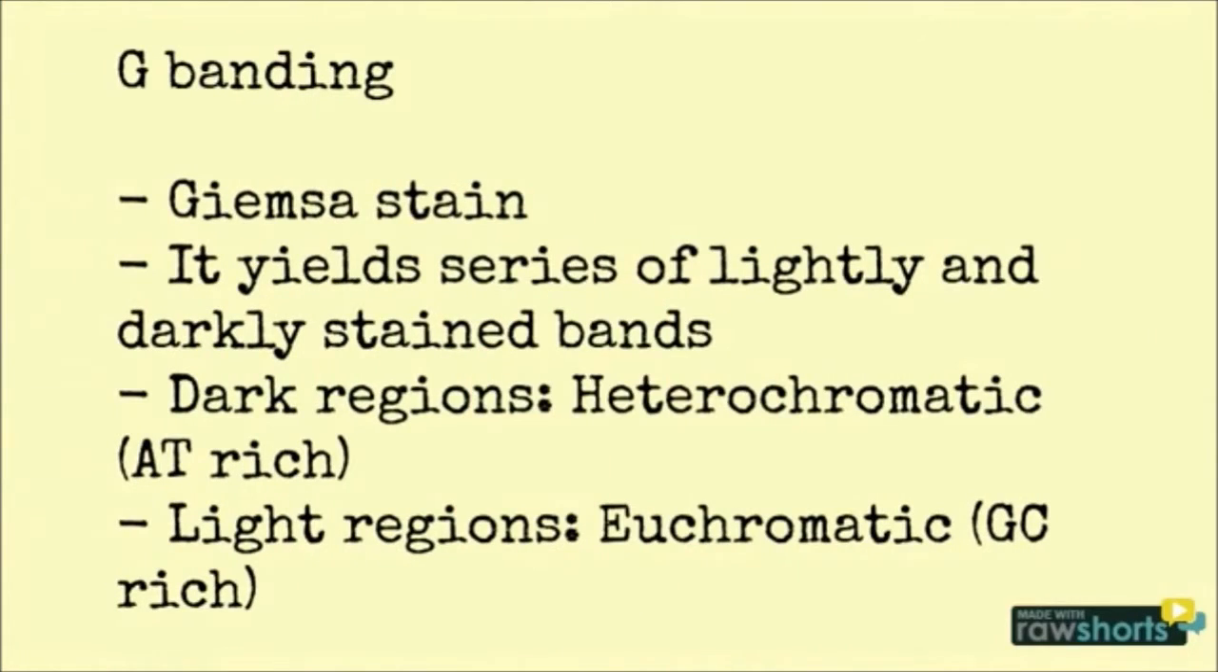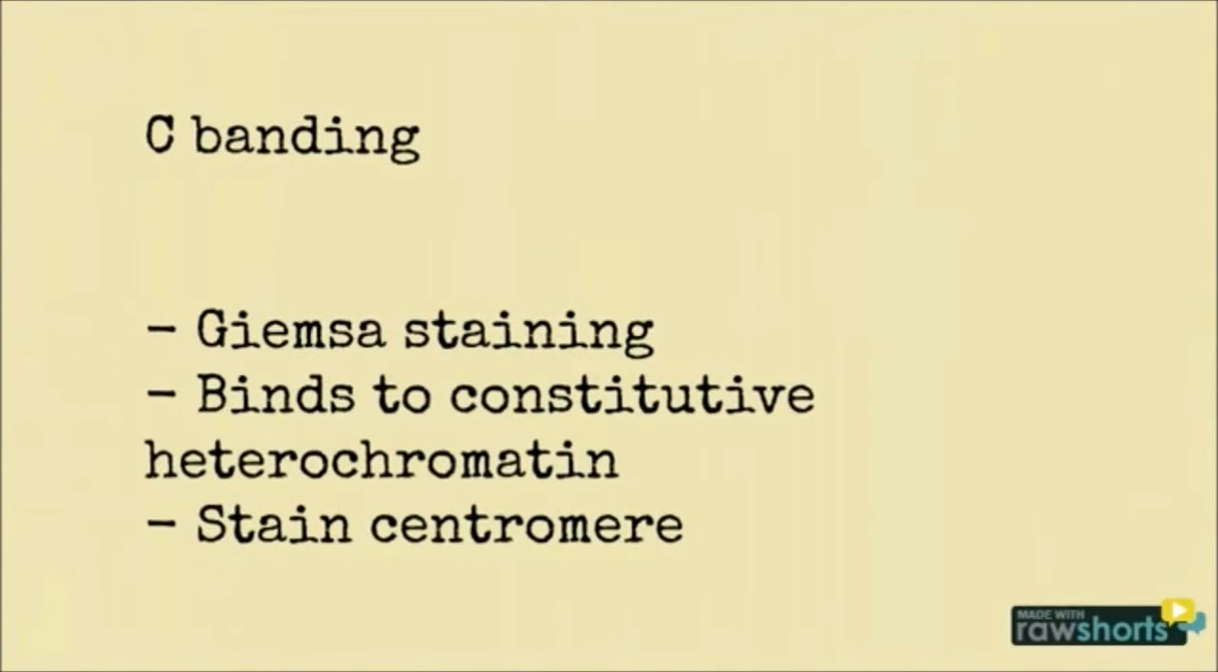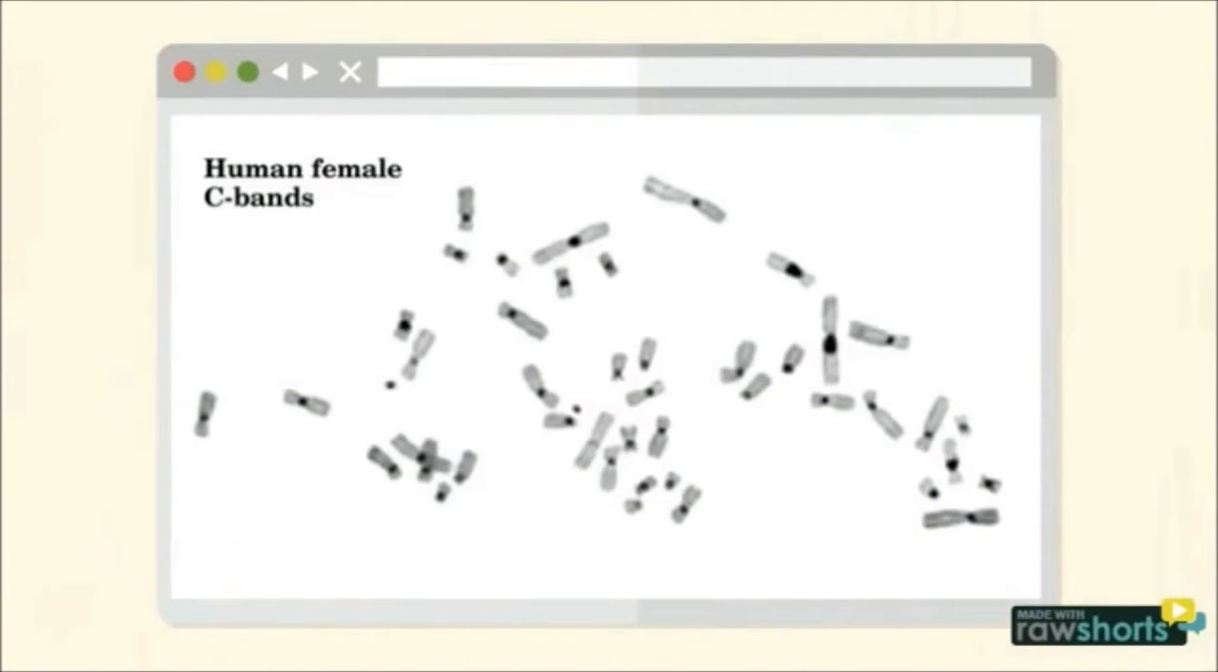G banding uses Giemsa stain. It yields a series of lightly and darkly stained bands. The dark regions represent AT-rich regions and the light regions represent GC-rich regions. This is an example of G banding at the right. C banding also uses Giemsa staining, binds to constitutive heterochromatin, and stains the centromere. As you can see here, the centromere is darker than any other part of the chromosomes.